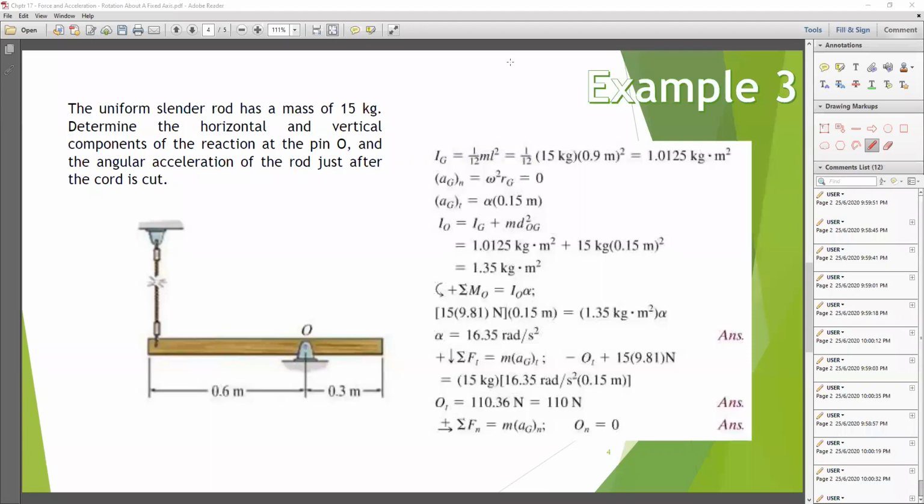Okay, on this example number 3, what we have is a uniform slender rod that has a mass of 15 kg, and on this particular problem, we want to determine the horizontal and vertical component of the reaction at point O and the angular acceleration of the rod just after the cord is cut.